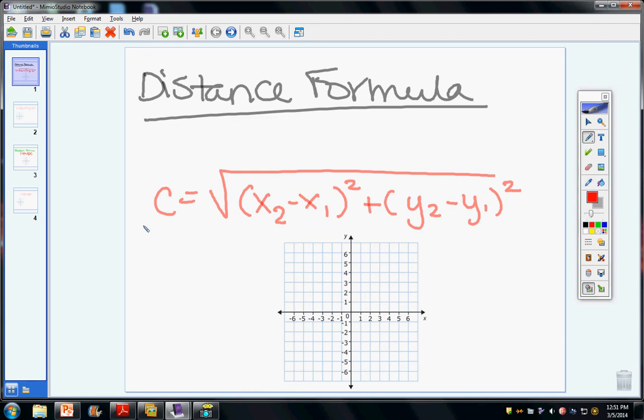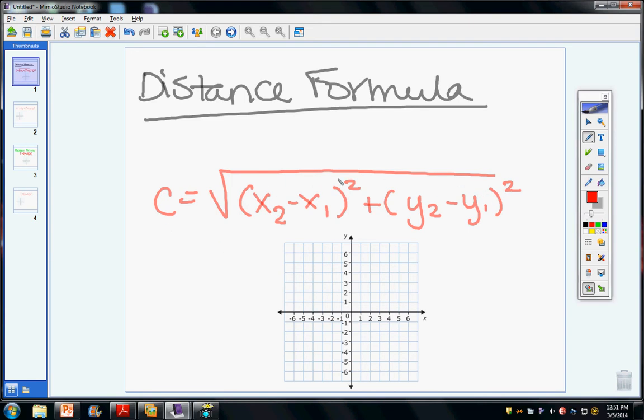All right, I'm going to talk to you about how to use the distance formula to find the distance between 2 points, and then also how to use the midpoint formula to find the midpoint between 2 points, okay? So the first thing is the distance formula. And you can see here I've written the distance formula out.